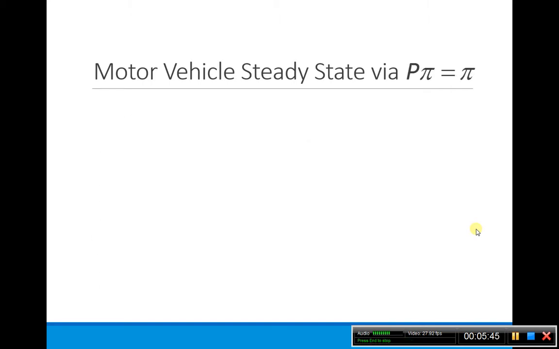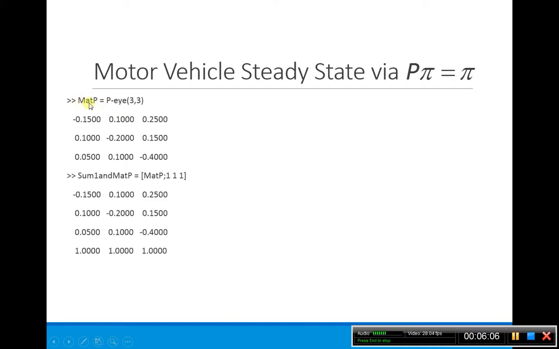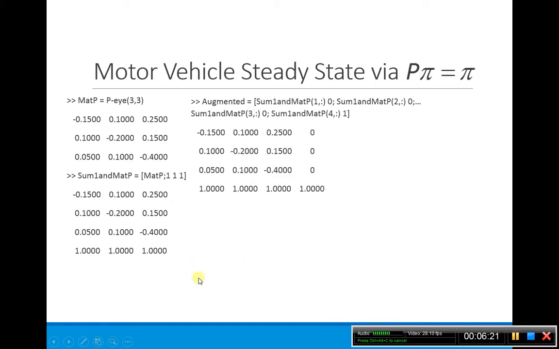So let's calculate it a different way, and I'm going to show you how to use MATLAB to calculate P pi equals pi. Here I can define my mat P as the P minus the identity matrix. Remember, that's how I got things on the last lecture. Then I want to add in those ones, because I'm going to have the sum equal to 1. So pi 1, pi 2, and pi 3 all sum to 1.